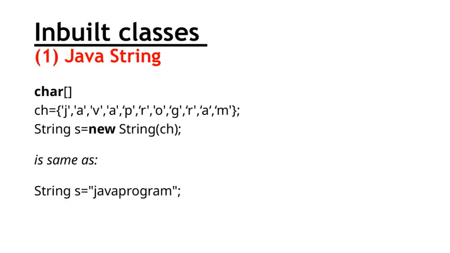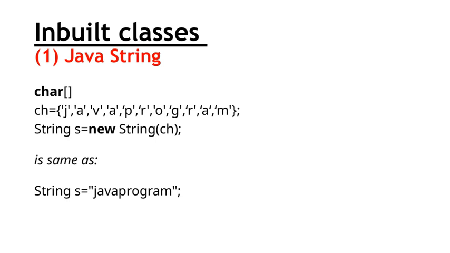Now let's take a closer look at inbuilt classes, starting with the Java string class. Here, we see an example where we initialize a character array, ch, with individual characters like J, a, v, a, followed by other characters to form the word Java program. Using this character array, we can create a string object simply by writing string s equals new string, ch. This approach is equivalent to directly assigning a string literal, like string s equals Java program.